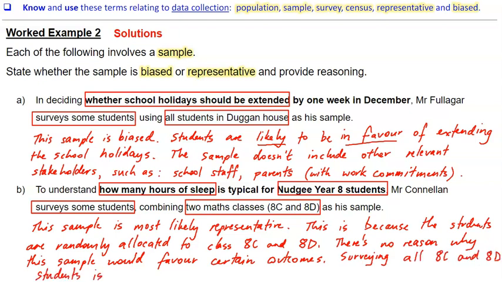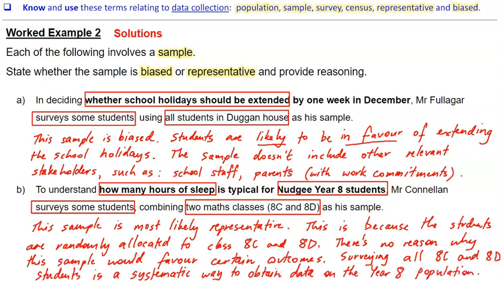Surveying all 8C and 8D students is a systematic way for Mr. Connellan to obtain data on the Year 8 population. It's easy, it's accessible to him, and it makes sense that the data from this sample is probably going to reflect the greater population in a fair way, and that the data from the sample could be used to make reasonable inferences about the rest of Year 8. That's what makes this sample most likely a representative sample.